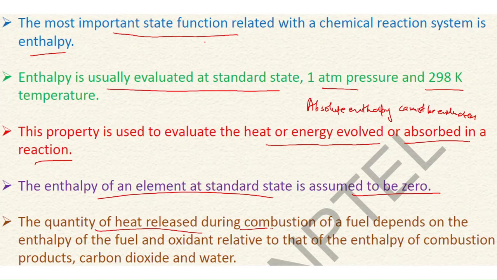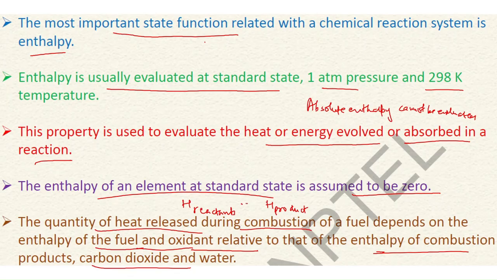The quantity of heat released during combustion of a fuel depends on the enthalpy of the fuel and oxidant, related to that of the enthalpy of the combustion products, carbon dioxide and water. So basically, it is saying that the quantity of heat released can be given as enthalpy of reactants minus enthalpy of products. Okay, it gives the heat released.